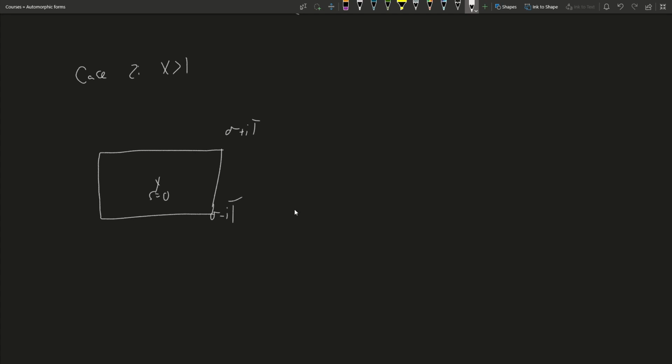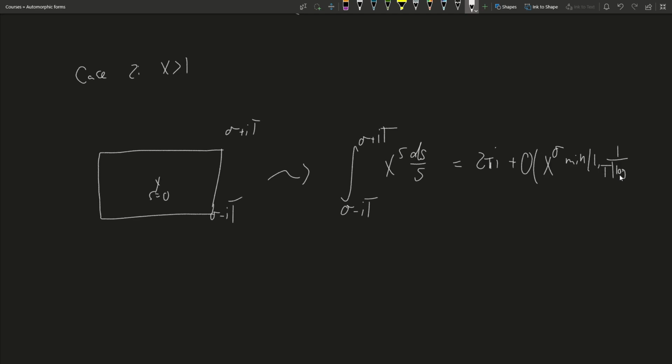When x was less than 1, we could shift to the right and get exponential decay, but here it's going to blow up. So using exactly the same reasoning, but now we just have a residue in our contour, we get that the integral from sigma minus it to sigma plus it of x to the s ds over s for x greater than 1 is 2 pi i times the sum of the residues, and then we still have the same error term, O of x to the sigma times min of 1 over t absolute value log x.